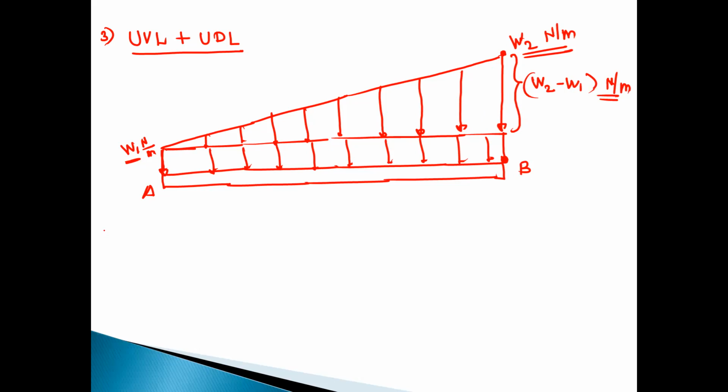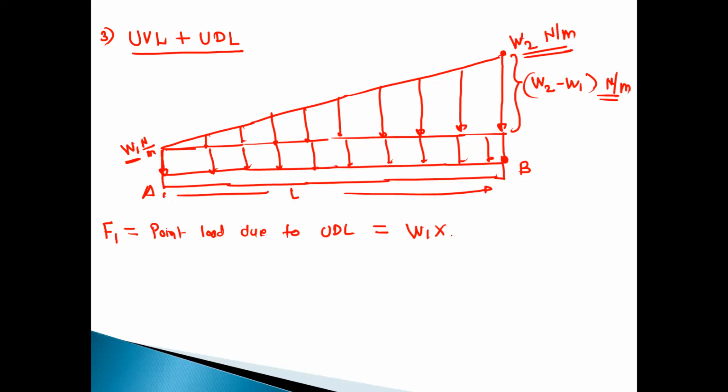So you can write here F1, the point load due to UDL. This will be W1 into the total span. Let us take this as L. So W1 into L is the point load due to UDL.